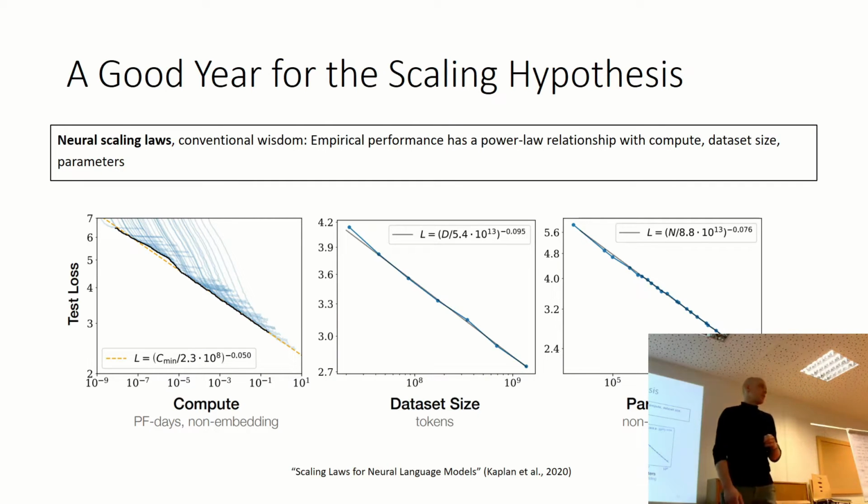Then there's been this concept of neural scaling laws, which many of you probably have heard in the discourse on AI. Conventional wisdom is that the empirical performance of machine learning models has a power law relationship with compute, dataset size and parameters. So if you scale up your model, your performance also increases, but it's a law of marginal returns. So eventually it will level off and it will become exponentially more difficult to increase your model performance. You see this in these plots. These are log-log plots. So if you unlog that, you will get a power law.